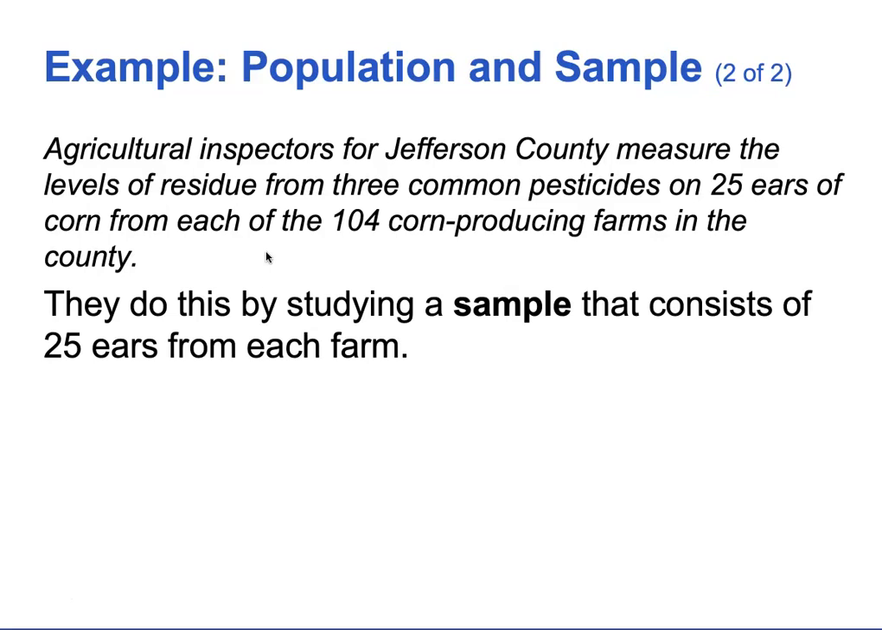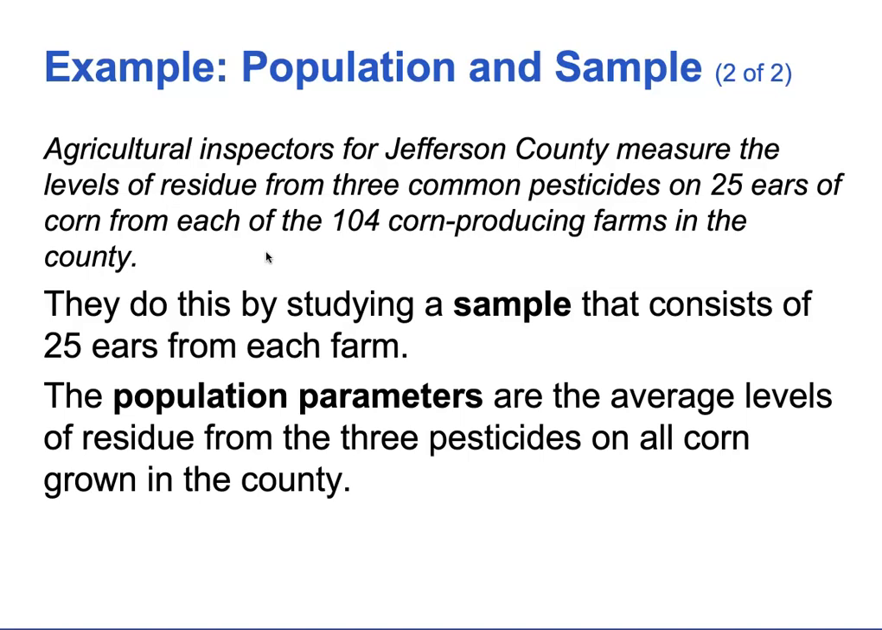They do this by studying a sample that consists of 25 ears from each farm. So they're not studying every ear of corn from every 104 farms in the county. They're picking 25 from each of them. The population parameters are the average level of residue from the 3 pesticides on all the corn grown in the county. So the parameters are actually what they're measuring, and that's when they say up here, you're measuring the levels of residue. And that would be your parameters.